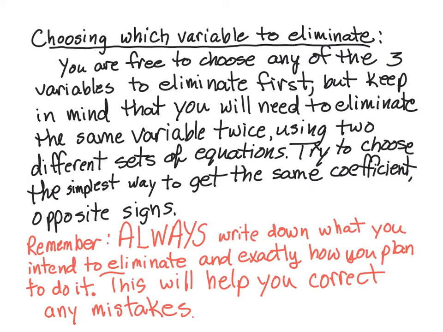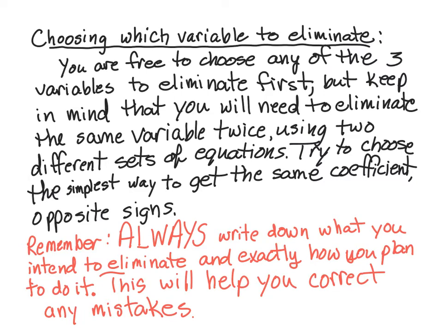Now, please, for your sake and for mine, always, always, always write down the variable that you intend to eliminate and exactly how you plan to do it. And you'll see how I've done that in the example on the next page. It's really easy to make stupid mistakes like adding instead of multiplying or dropping a minus sign, something like that. Forgetting to multiply the right-hand side of the equal sign is the most common mistake.